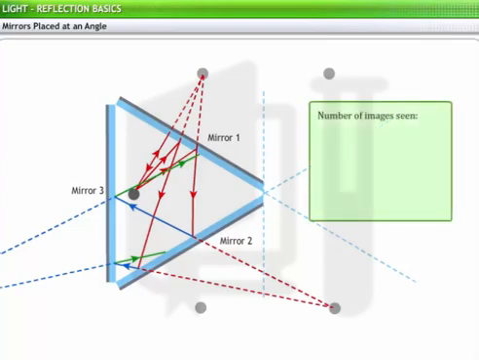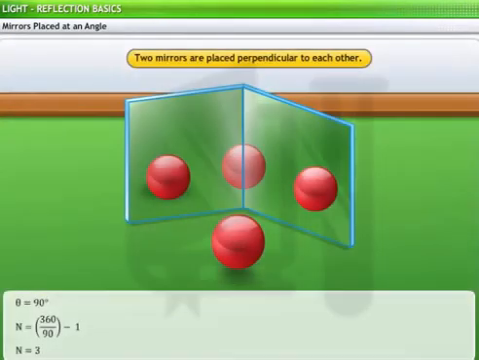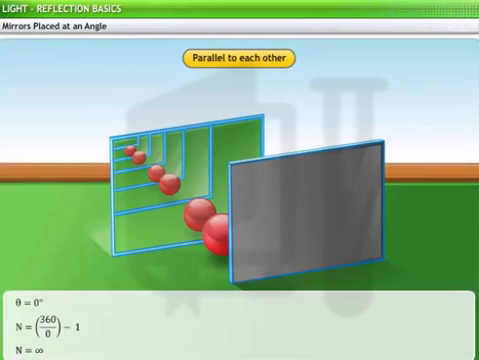The number of images seen in such an arrangement can be calculated using the formula N is equal to 360 divided by theta, minus 1. Based on this formula, if the angle between the mirrors, theta, is 90 degrees, then the number of images formed is 3. Experimenting further, if 2 parallel mirrors are placed with their reflecting surfaces facing each other, the mirrors form an infinite number of images between them. This is because the angle between the mirrors placed in this manner is 0.